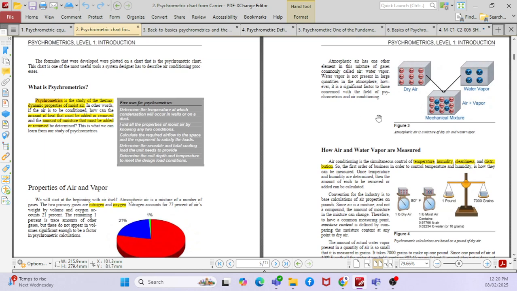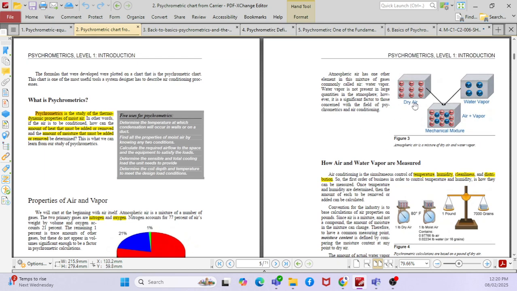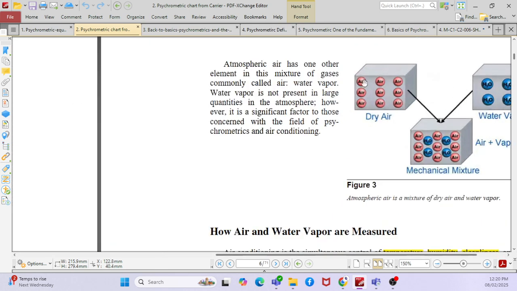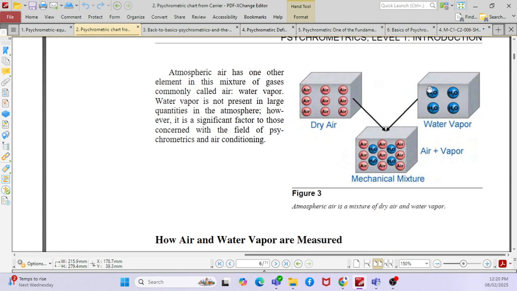Okay, so normally when you talk about dry air, what is dry air? The air consists of zero water vapor. When you say zero water vapor, it is called dry air. See here, there is no water vapor in this particular box. When you say water vapor, it is the complete water, 100% water. Water is nothing but 100% moisture in the air.